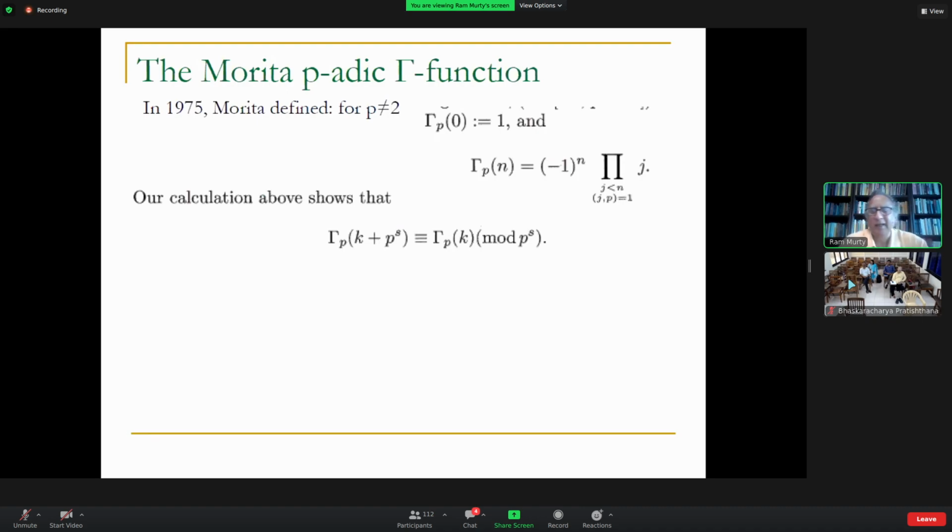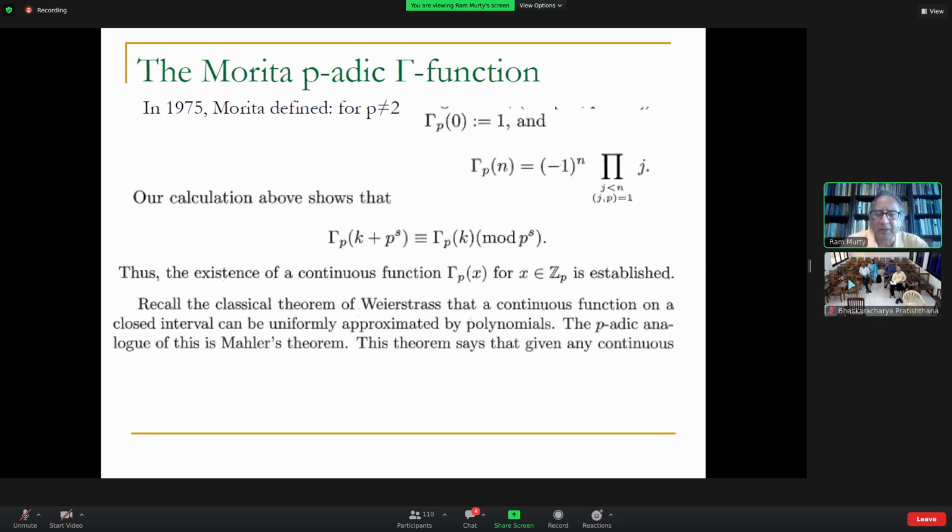And now if we want to check that condition, we find that gamma p of k plus p to the s is congruent to gamma p of k mod p to the s. And sure enough, it satisfies that condition. So the existence of a continuous function is now established. This is the p-adic analog of the gamma function. Now, this is only discussed so far for p odd. So we need to take some caution, have some discussion about p equals 2.